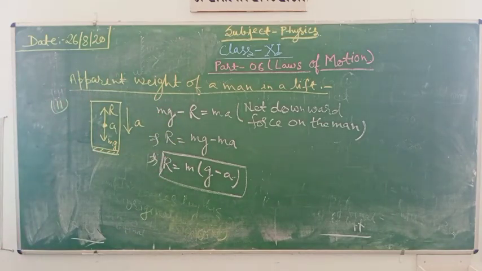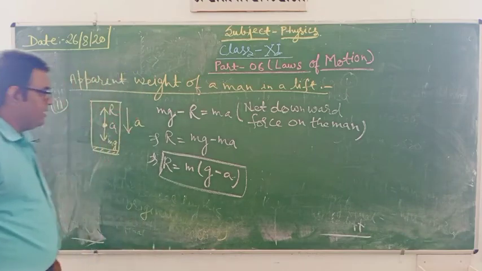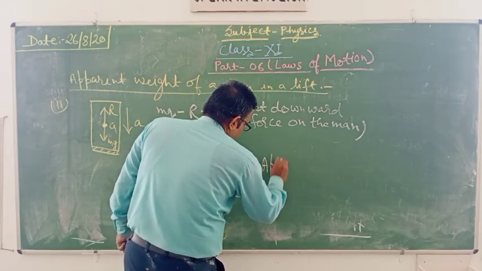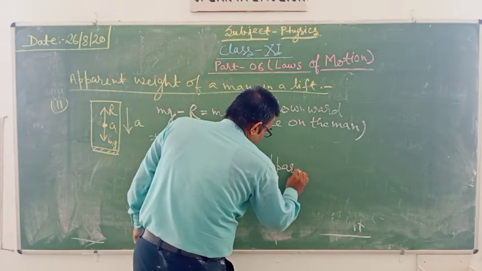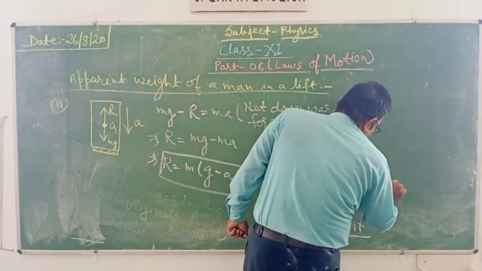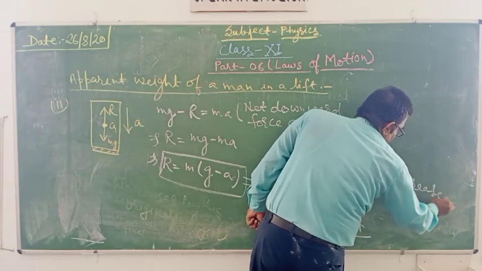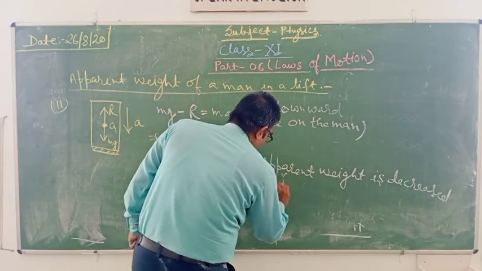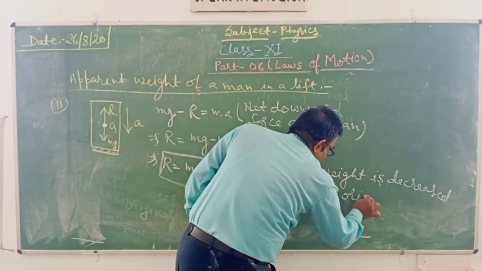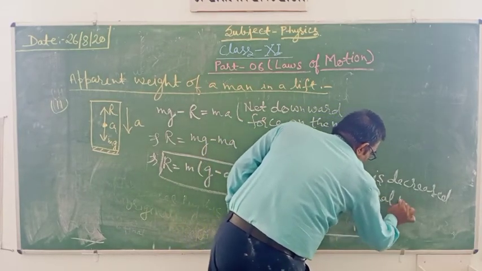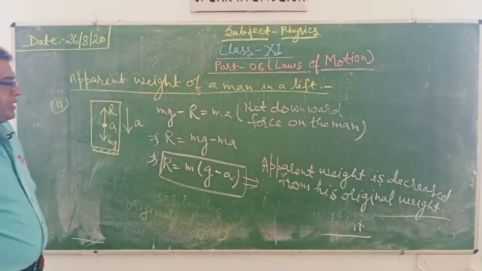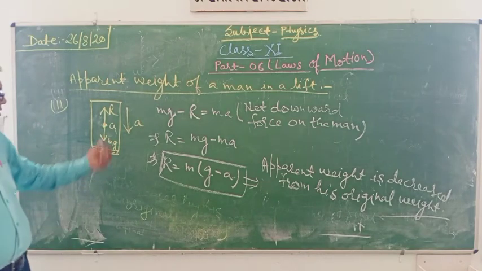Now look here, students. From g something is subtracted, which means the apparent weight is decreased from his original weight. So this is case second.